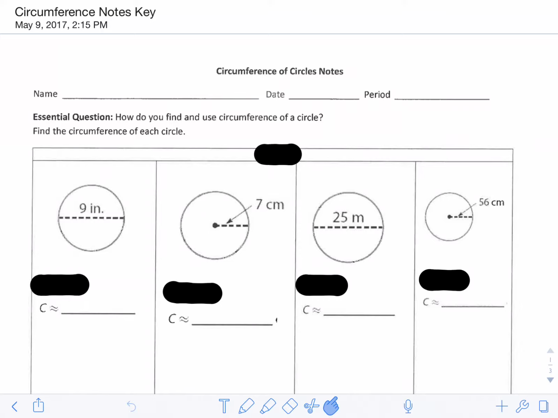My paper looks a little bit different than yours because your stuff's all marked out nice and neat. We are leaving this in terms of pi. What that means is that you do not use pi in your calculations. You're not going to multiply by 3.14. You're just going to leave pi in your answer.